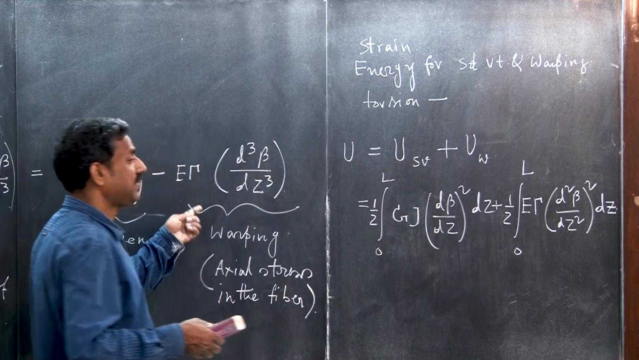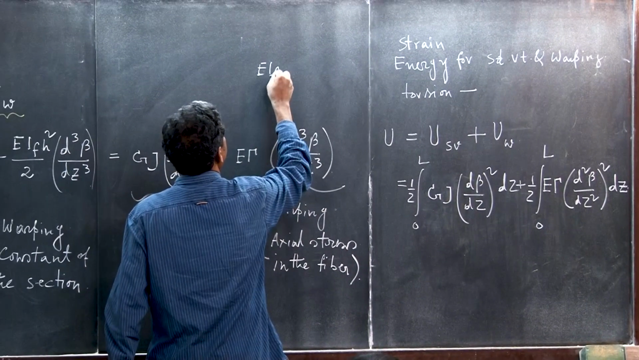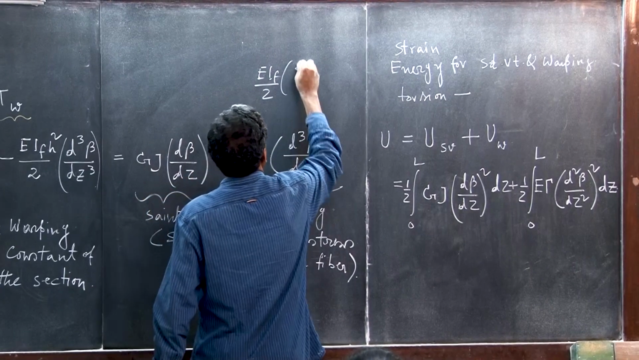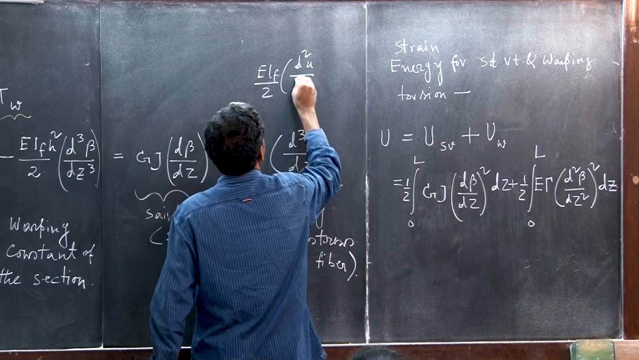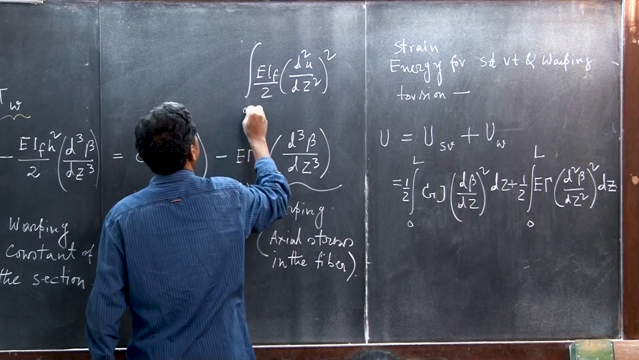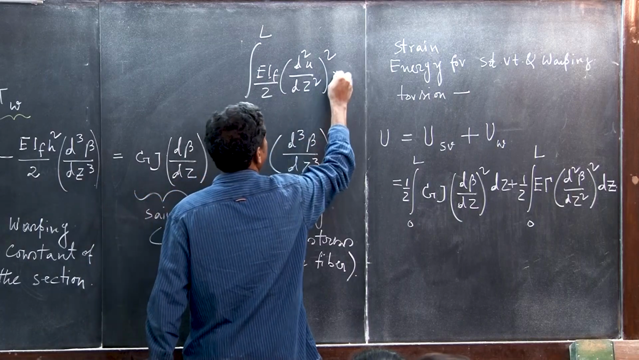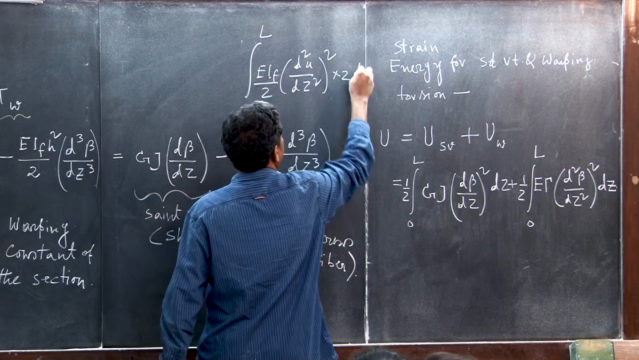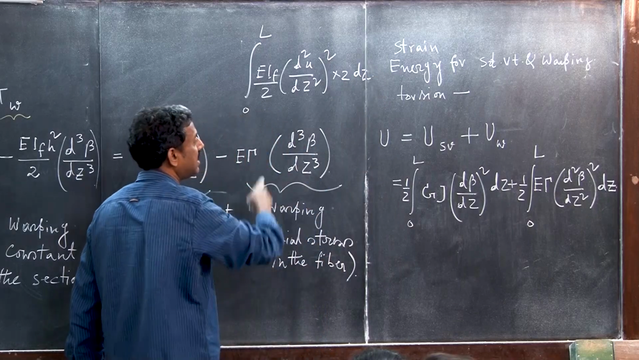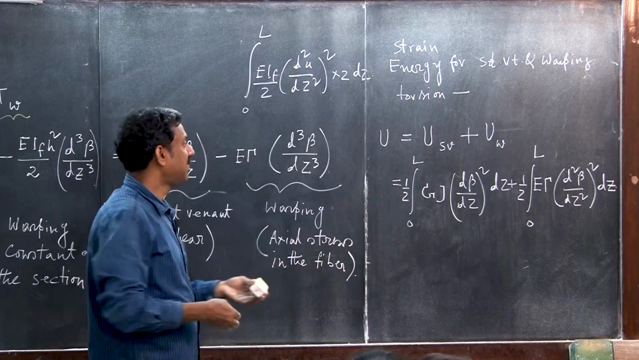Essentially you just substitute in the expression. So, E if by 2 d2u dz2 square, right. This is for individual flange. For individual flange it is like this. It should be multiplied by 2 because there are 2 flanges, and dz. Okay. And then you just simplify that and you will get it, right. Fine.